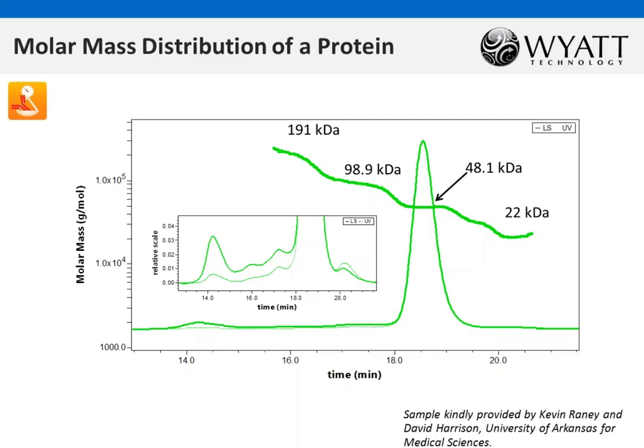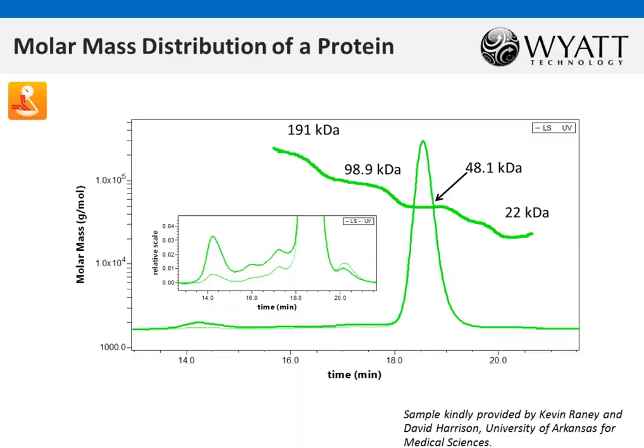Light scattering can give precise information on molar mass of aggregates, even if they are present in very low amounts. The aggregate and fragment peaks are shown in more detail in the inset, whereas in the chromatogram itself, they are actually of very low intensity.